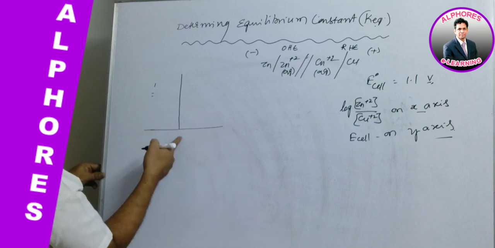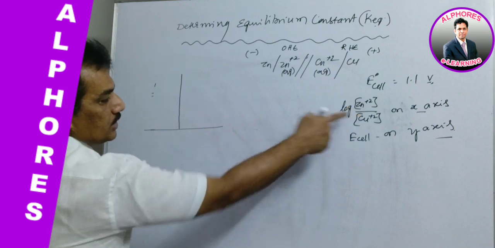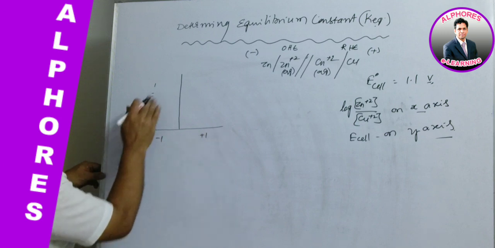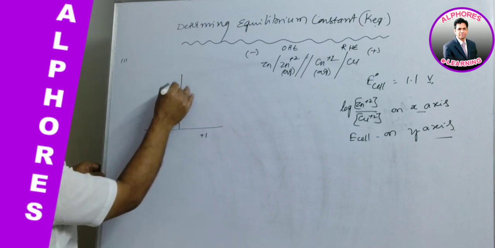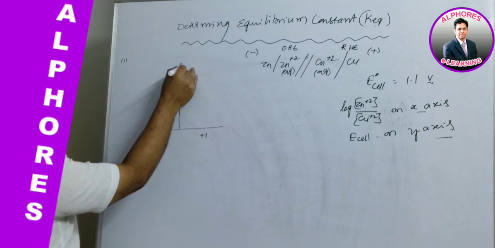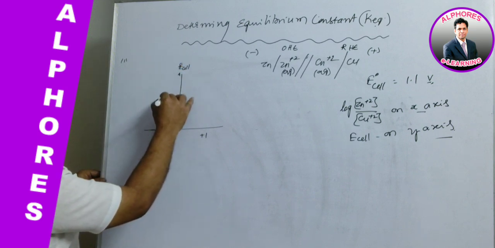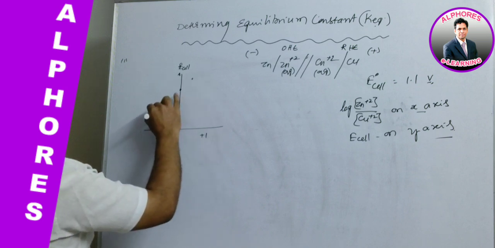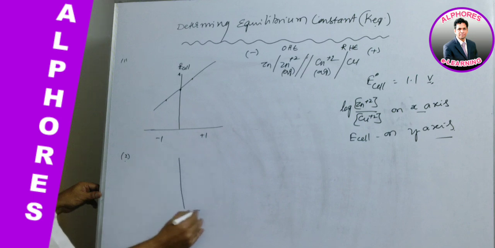Here log Zn plus 2 by Cu plus 2 value is taken on x axis. Here it is plus 1, it is minus 1. This is the first graph what they are providing, and on y-axis they are considering E cell. Clear? And the graph is given like this. This is the first graph what they are providing, and the second graph what they are providing is like this.